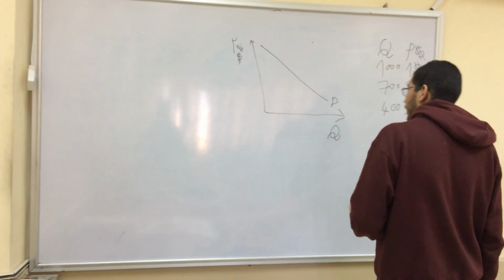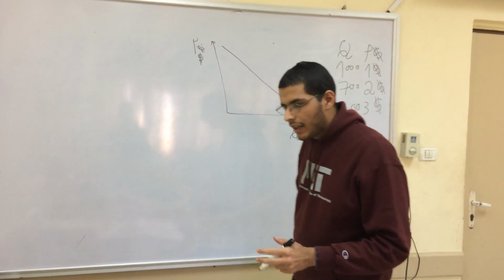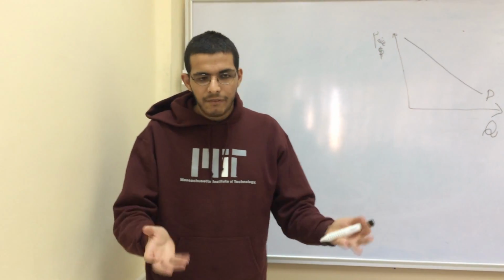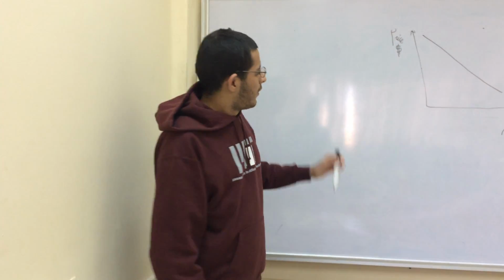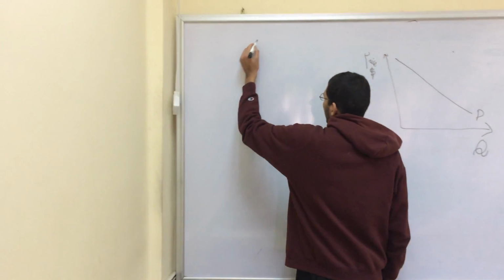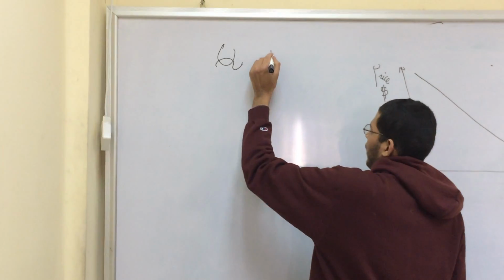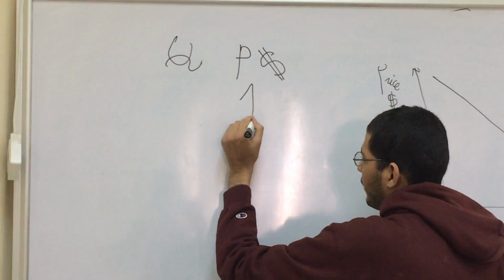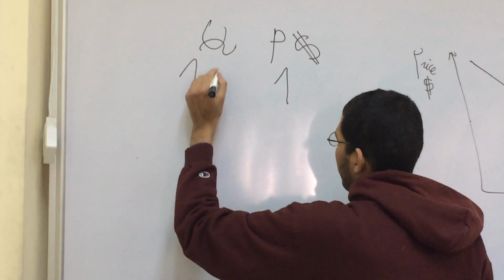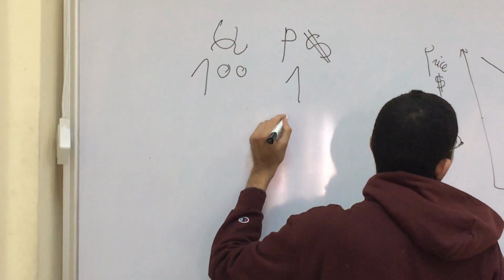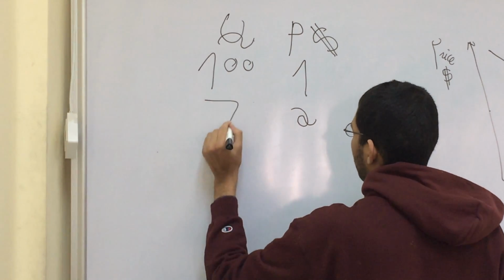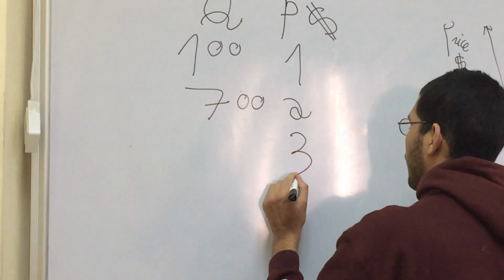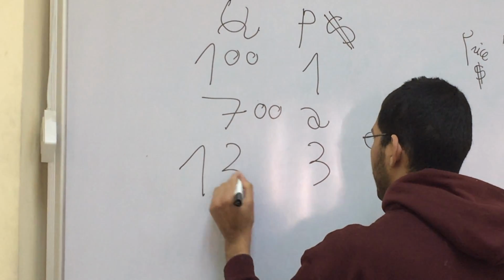Now, let's speak about supply. Supply is the quantities that producers are willing to produce at a given price. Now, let's plot the supply schedule of chocolate. This is quantity, and this is price. If the price is $1, producers may just give out 100 units. If the price is $2, producers may give 700 units. And if the price is $3, producers may give 1,300 units.